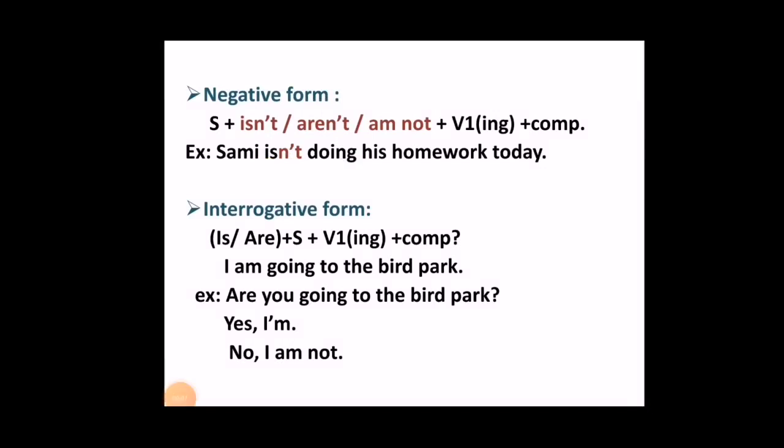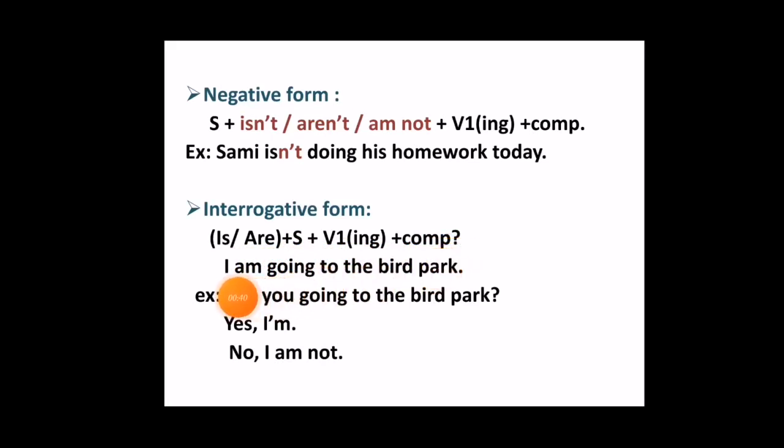Let's move to the last form. We have here the interrogative form. How can we form the question in the present continuous? We form questions by interchanging the subject and the verb be, and we end with a question mark instead of a full stop. We start with is or are, depending on the subject. If the subject is singular, we use is. If the subject is plural, we use are. After the subject, we have verb 1 with ing plus complement, question mark.